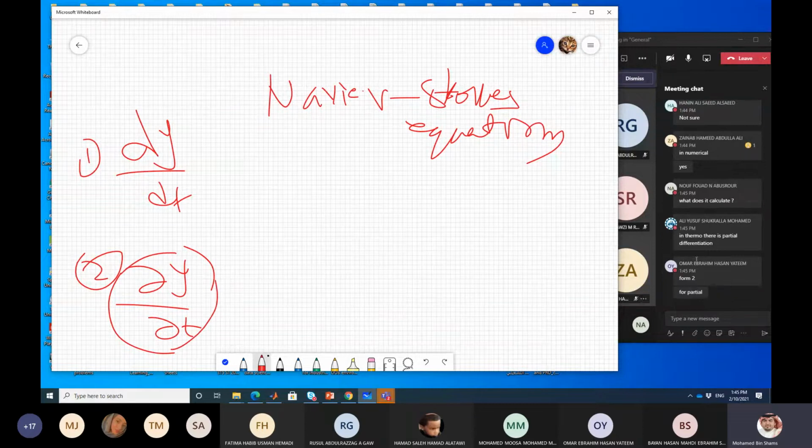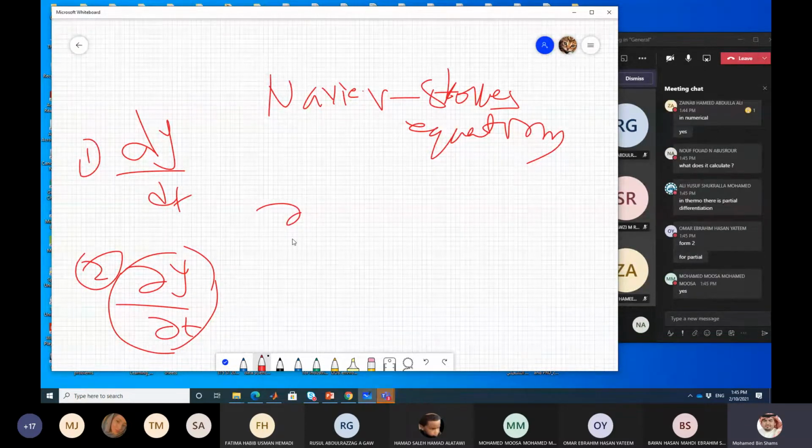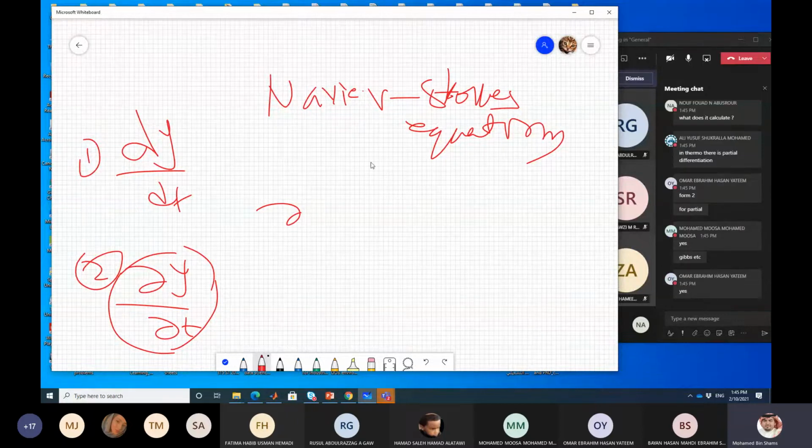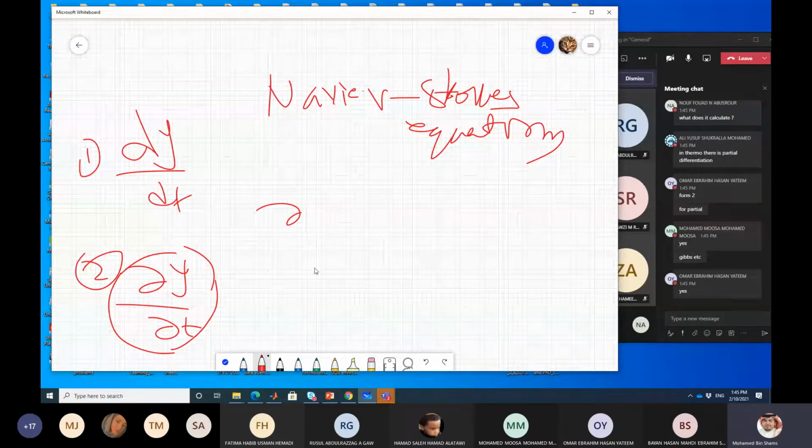As Ali also said, in thermo, you remember residual properties and defining equations. All these are partial differentials, but maybe in these courses you don't study them or you didn't solve them numerically. But I'm telling you the most famous place for differential equations is reactors.